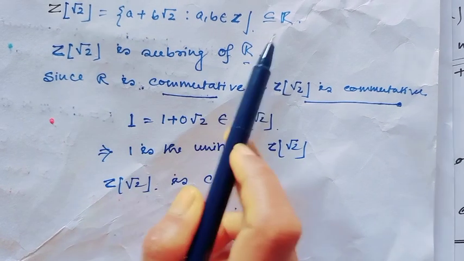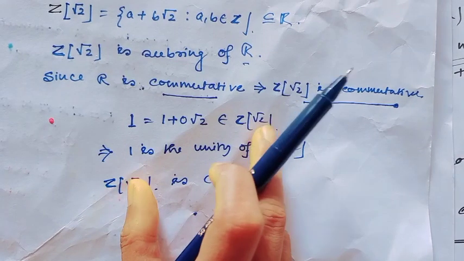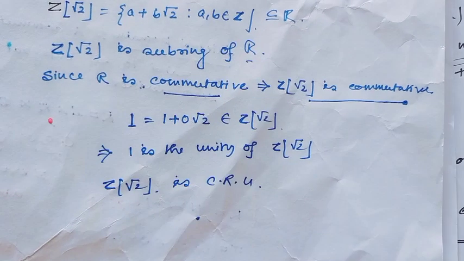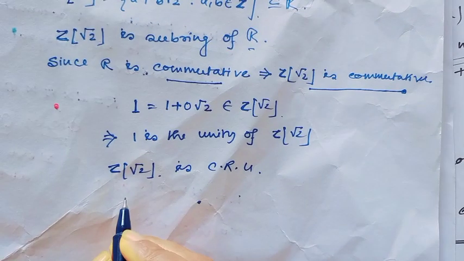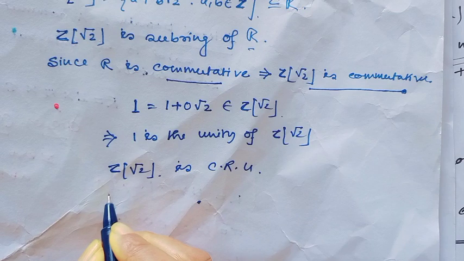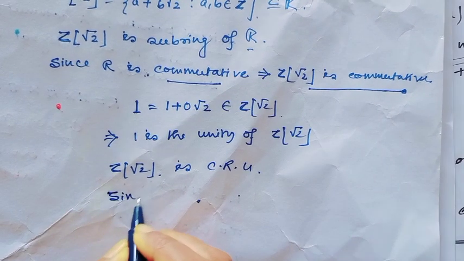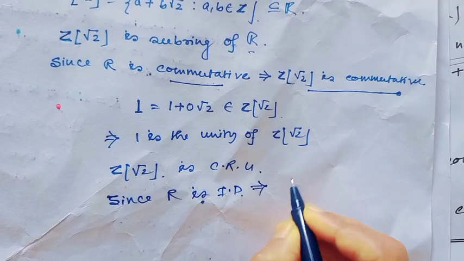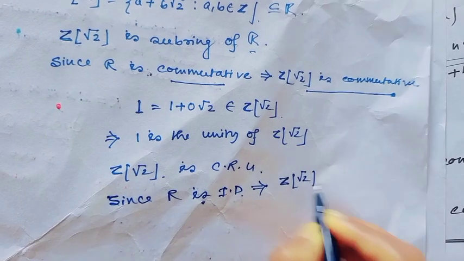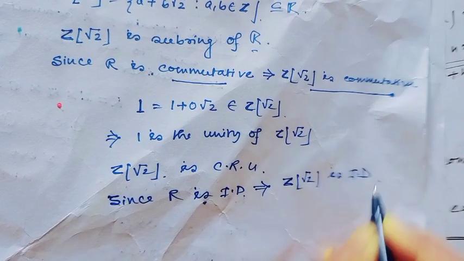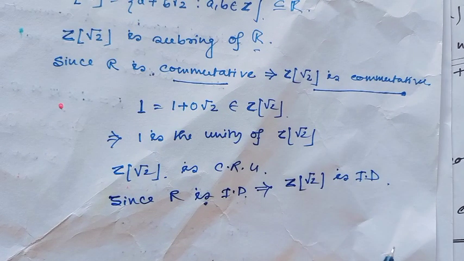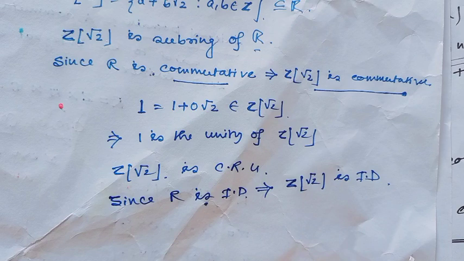And since the ring R is an integral domain and Z root 2 is a subset of this ring, therefore Z root 2 is also an integral domain. Since R is an integral domain, its subring Z root 2 is obviously an integral domain. That means this set contains no zero divisors. Now I will check, is this set a field?